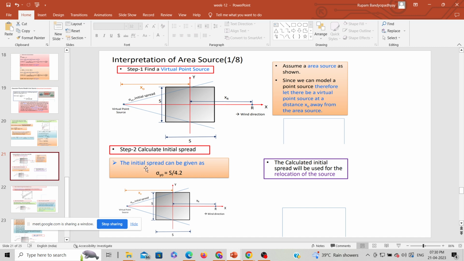The initial spread can be given as, see here, sigma y0. For this portion, sigma y0 is s by 4.2, where S is the length of this side. Using this s by 4.2, you will get this sigma y0 value, and this is the distance x0 from the center line of this area.